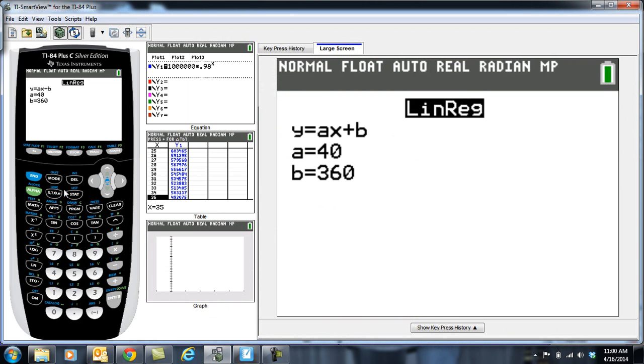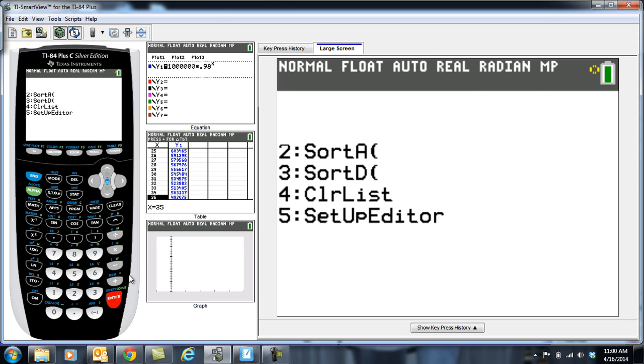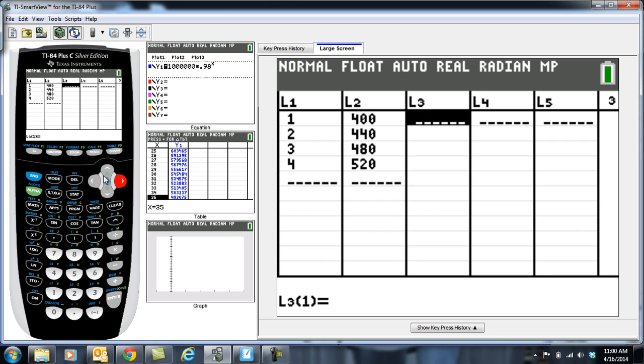So we'll go back over here. We'll go to Stat and Edit. And we're going to change our numbers for the first list. So it started with 3,000. It had 2,400.